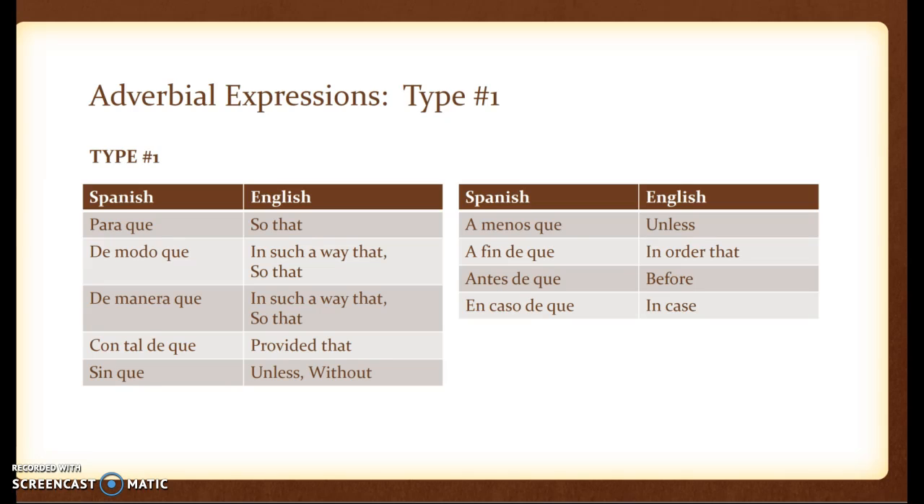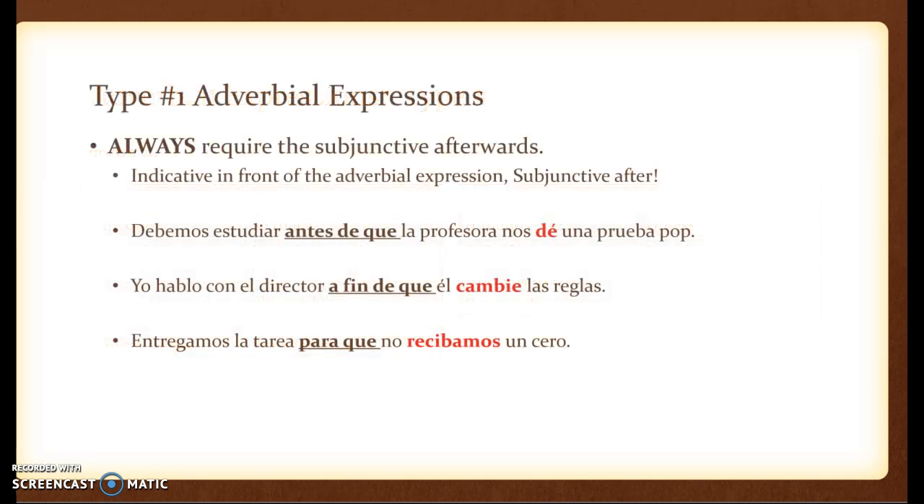To start off, we need to know some adverbial expressions, and these are broken down into type 1 and type 2. So what I want you to do now, on one of the flashcards you're given, is go ahead and write type 1 on the blank side. And on the reverse, put these adverbial expressions: para que, de modo que, de manera que, con tal de que, sin que, a menos que, a fin de que, antes de que, en caso de que. Also, I want you to write what they are in Spanish and what they mean in English. And these are type 1 adverbial expressions.